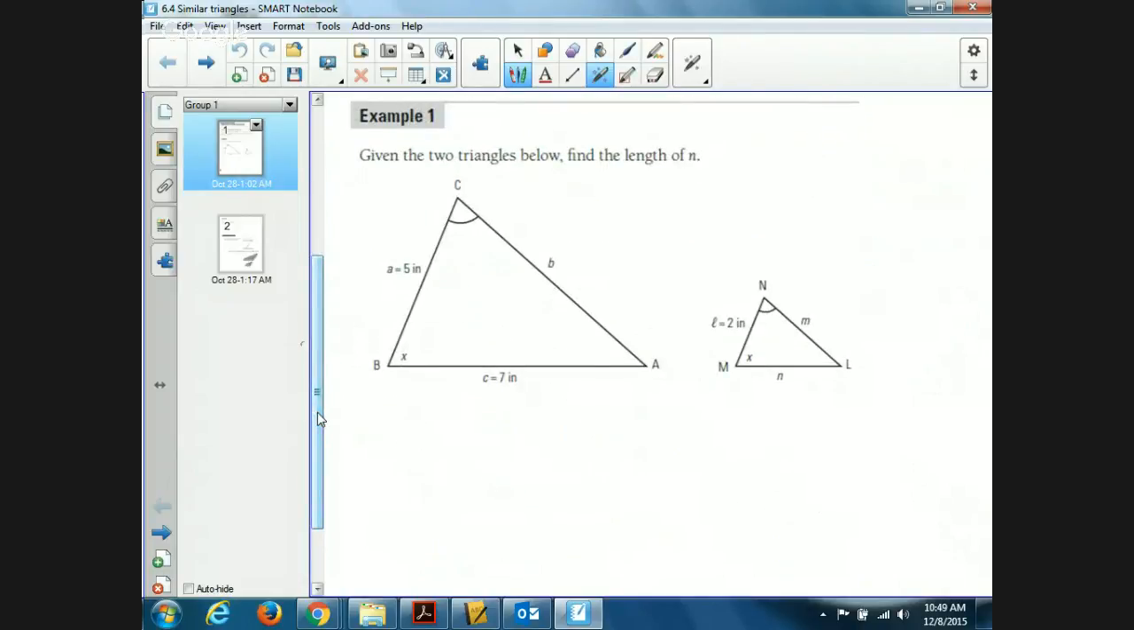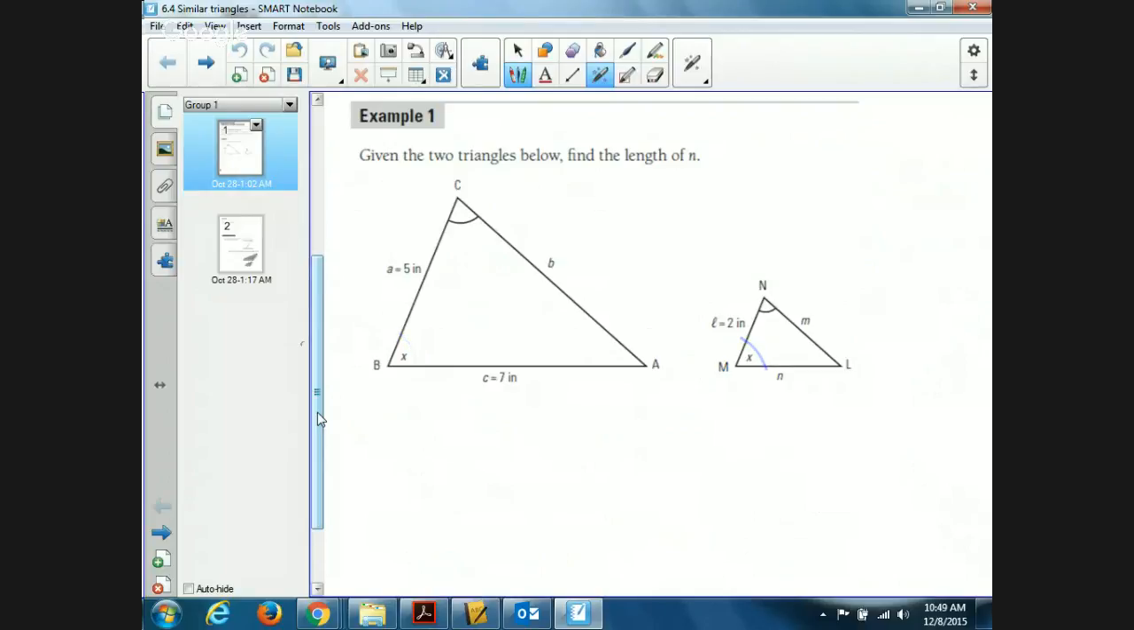Now, look at this. Given these two triangles below, are the angles congruent? It looks like angle C and angle N are congruent. They've labeled it that way with the same marking. Angle X and angle X, same marking. So they're congruent, they're the same. So these are two similar triangles.